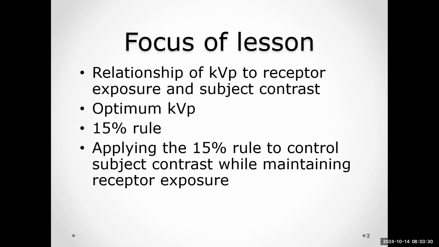All right. So for today, we're going to look at kVp's relationship to receptor exposure and subject contrast, which we began to talk about last week. What is optimum kVp? Like, what does that mean? What is the 15% rule? We have more math, but it's really easy math this week. So applying the 15% rule to control subject contrast and still maintain receptor exposure.